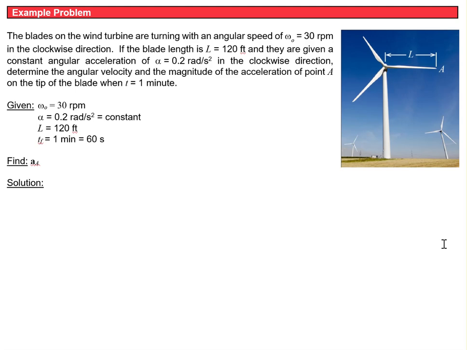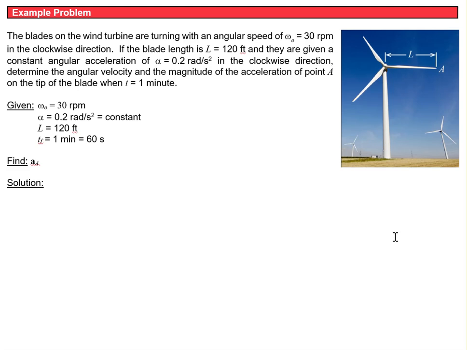In this example, we have the blades of a wind turbine that are turning at an angular speed of 30 RPMs in the clockwise direction. If the blade length is 120 feet and they are given a constant angular acceleration of 0.2 radians per second squared in the clockwise direction, determine the angular velocity and the magnitude of the acceleration of point A at the tip of the blade when t equals 1 minute.